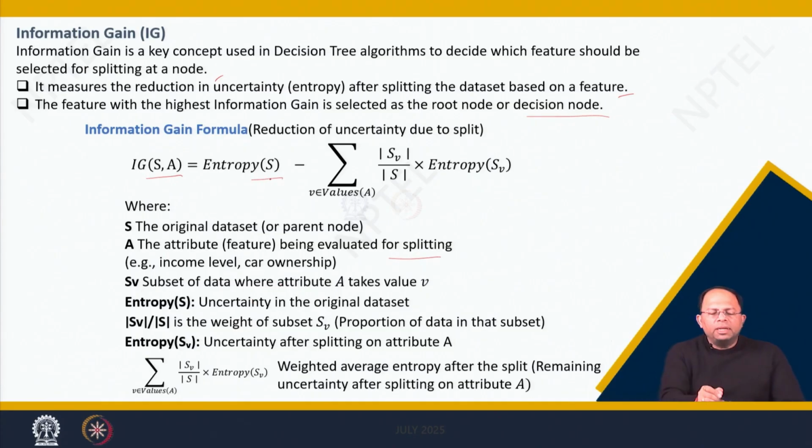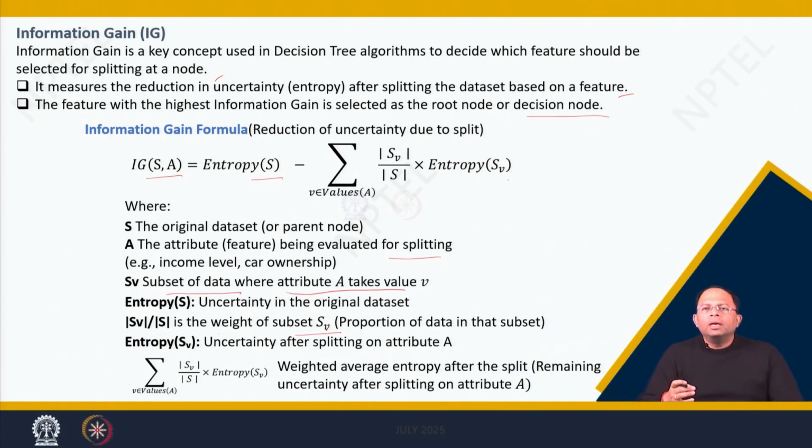So first we calculate the entropy of the actual data set, and then we subtract from it the summation of entropy of all the subsets after we have used a feature to divide the data into different groups. For each subset of data where attribute A takes the value V, we calculate the entropy of that subset only, not of the entire thing, and we then multiply it with SV by S, which is the weight of the subset.